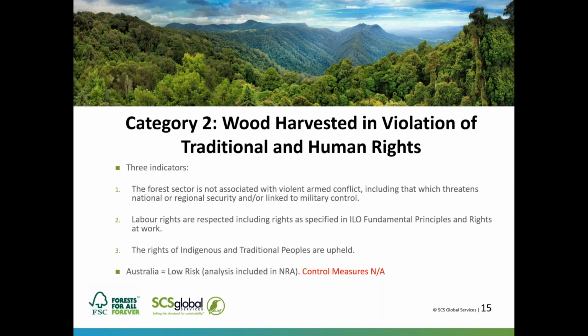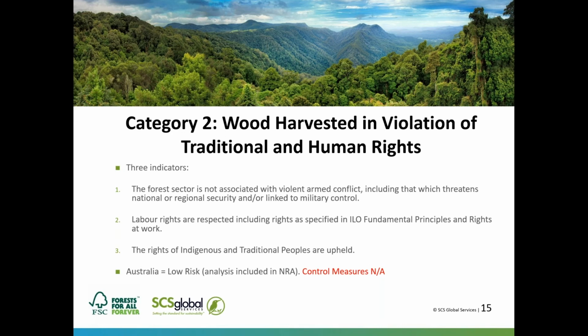traditional and human rights. Here the working group looked at 3 different indicators and found that there's low risk across the country, and when there's low risk, there are no provided control measures, so that's not applicable.